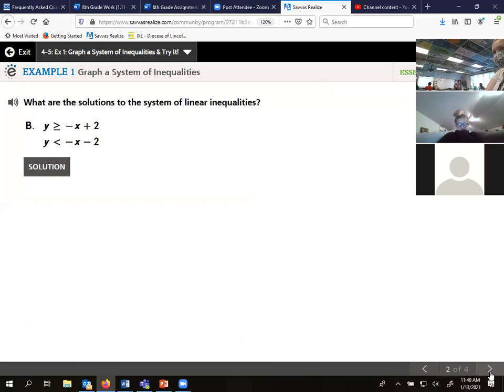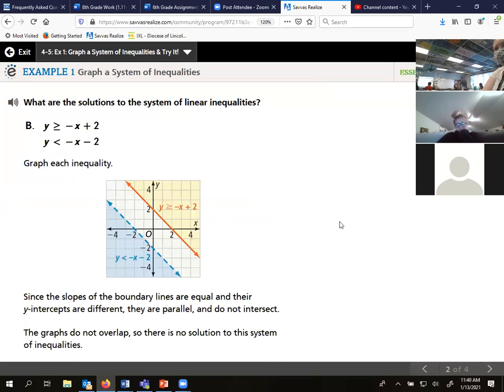Okay, let's do it again. So here, this first line is the orange one. It's y is greater than or equal to negative x plus 2. So they have a solid line shaded above. And then y is less than negative x minus 2. So they have a dashed line and they shaded below.